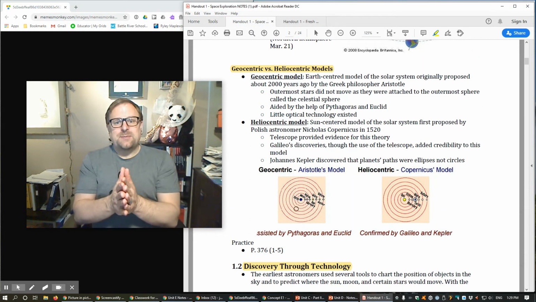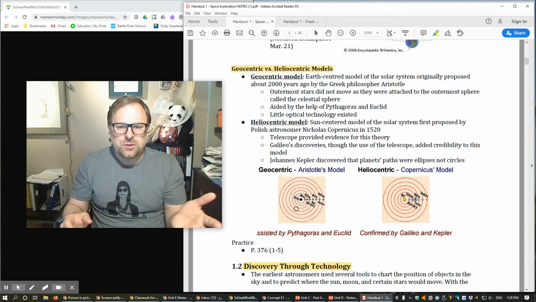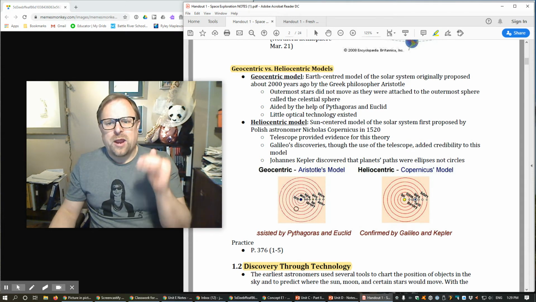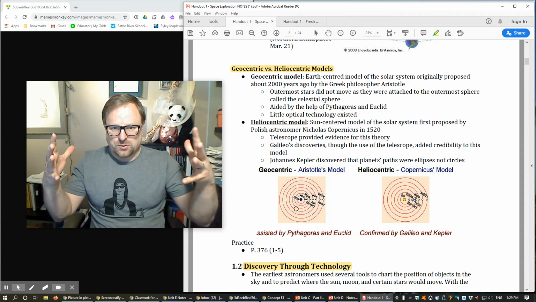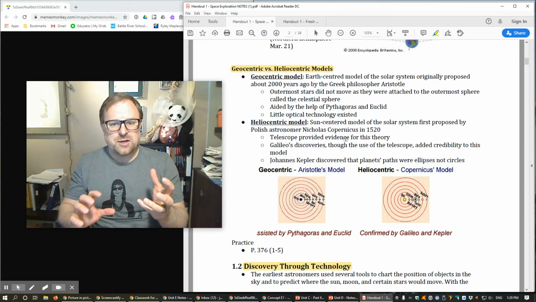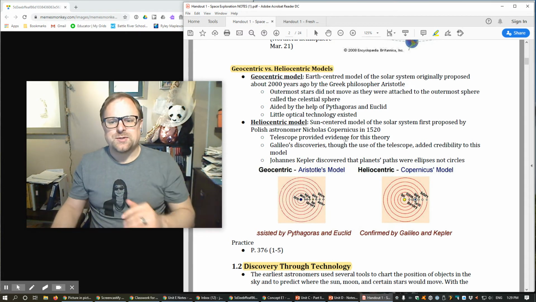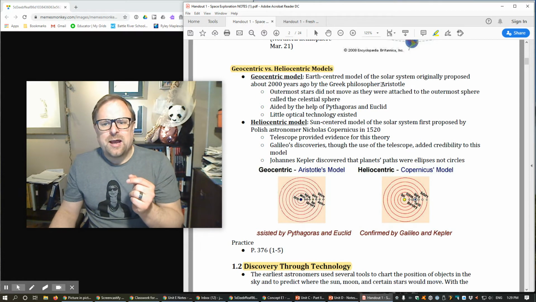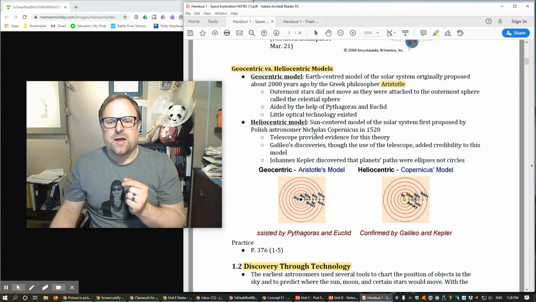I need you guys to be able to distinguish between the geocentric and heliocentric models of where Earth is located in our solar system. Okay, so I want you guys to be able to work your way through and figure out what heliocentric is, what geocentric is, and be able to play around with that. It would be great if you had some names associated with that. So Aristotle, Copernicus, right? Those kinds of things.